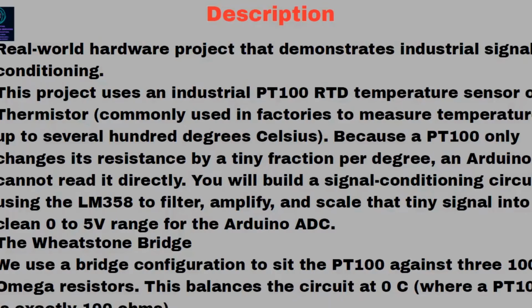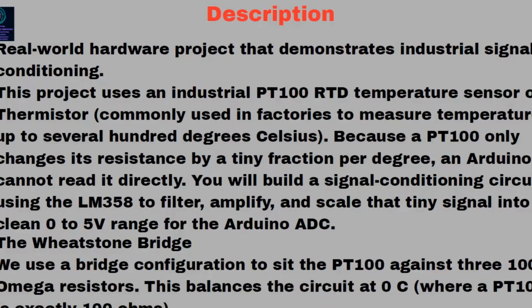The PT100 only changes its resistance, by a tiny fraction per degree, about 0.01, so the voltage change is tiny and the Arduino cannot read it directly. So you build a signal conditioning circuit using LM358. That means before giving the signal to the Arduino, we use an LM358 circuit to filter, amplify, and scale the tiny signal into a clean 0 to 5 volt range. Slowly, when the temperature increases, the voltage also increases at the Arduino ADC, that is the analog input.